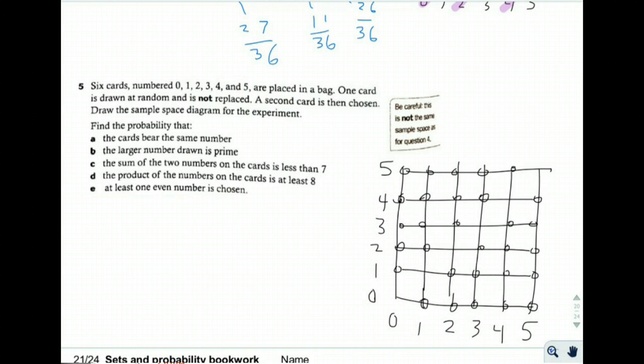Find the probability that the cards bear the same number. Well, they're never going to bear the same number because you're not replacing the card after the first draw. So you're never going to get the same number twice. So this would be 0.